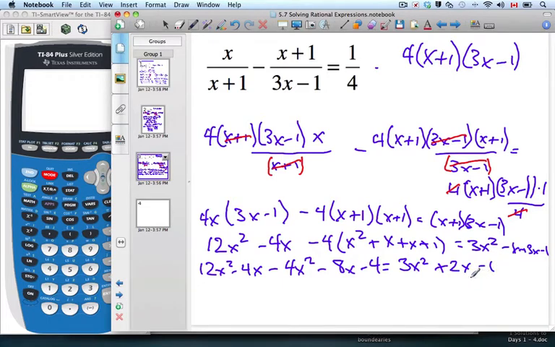minus 1. Whew. Okay, so now we have to bring everything to one side of the equation. Well, let's tidy these up first. So on the left-hand side, I have 4x squared. No, I have 8x squared, because 12x squared minus 4x squared is 8x squared. Minus 4x minus 8x is minus 12x, minus 4, equal to 3x squared plus 2x minus 1.